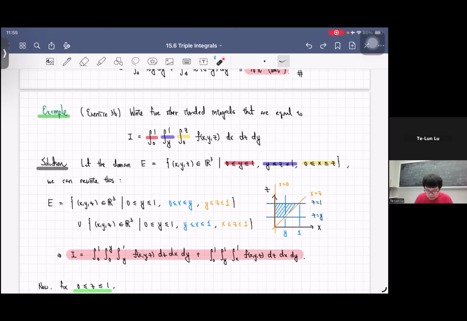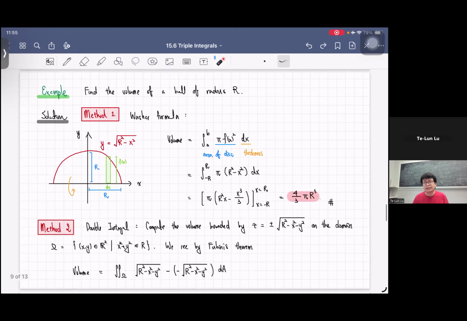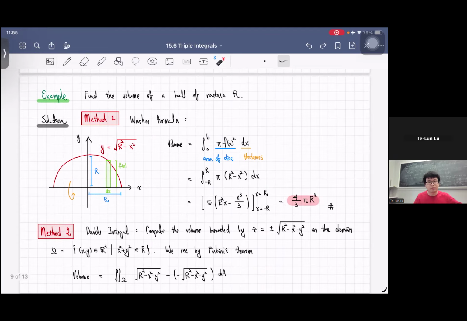Okay, so lastly, let us do a very interesting example. We want to find the volume of a ball of radius r. So recall that in the previous video, we have found the surface area for a sphere, right? Now let's do the volume. So we have actually a lot of technique to do this for now.